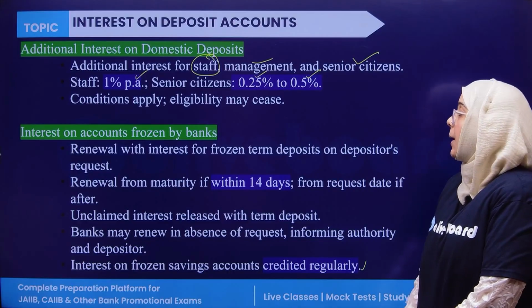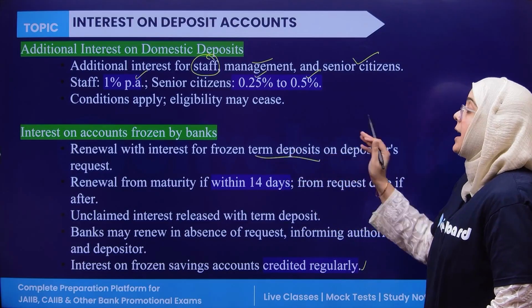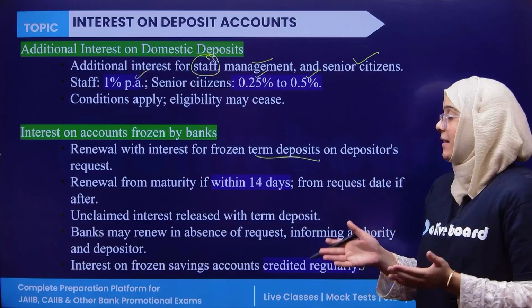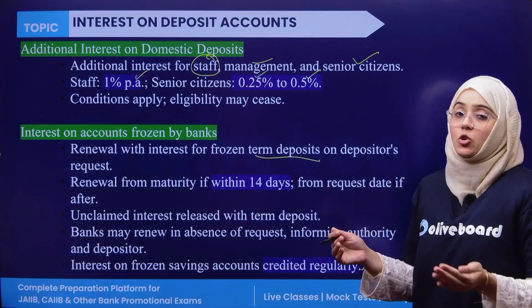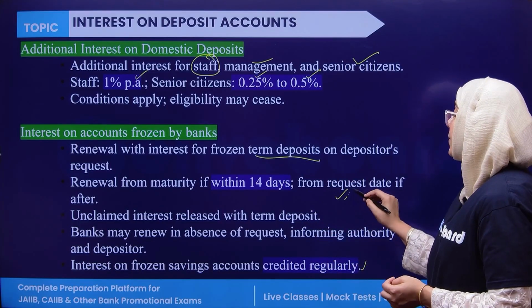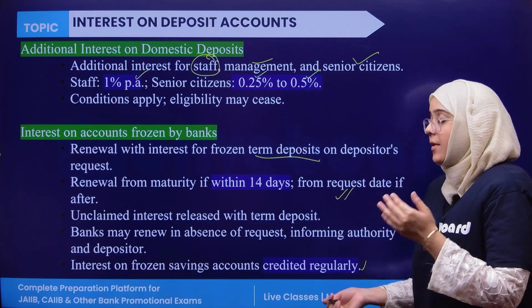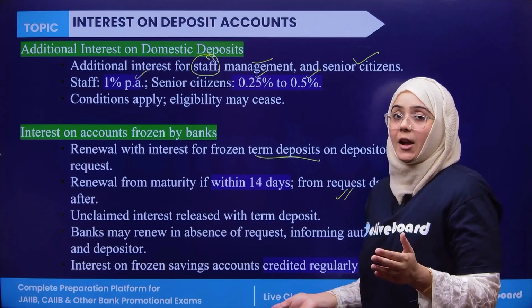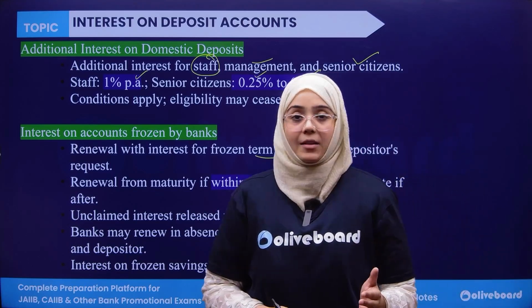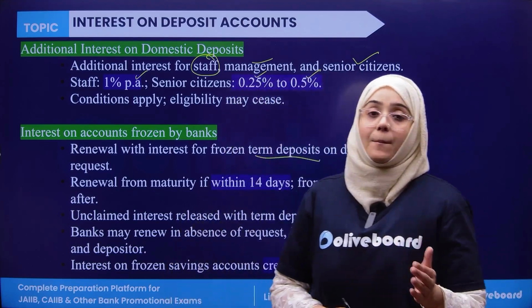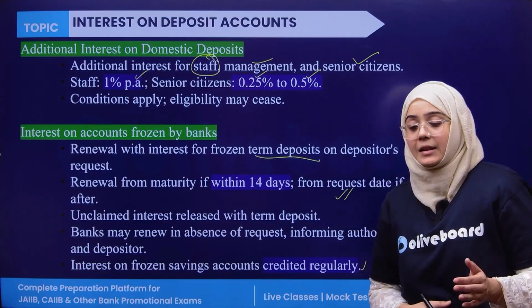So first of all, for a frozen term deposit, the interest should be renewed by the bank, and renewal from maturity is done within 14 days from the request date. And if there is a saving account which has been frozen by the bank, the interest should be credited regularly by the bank.